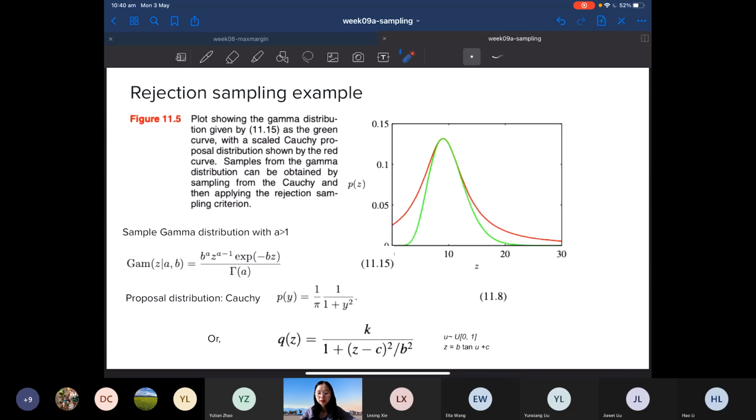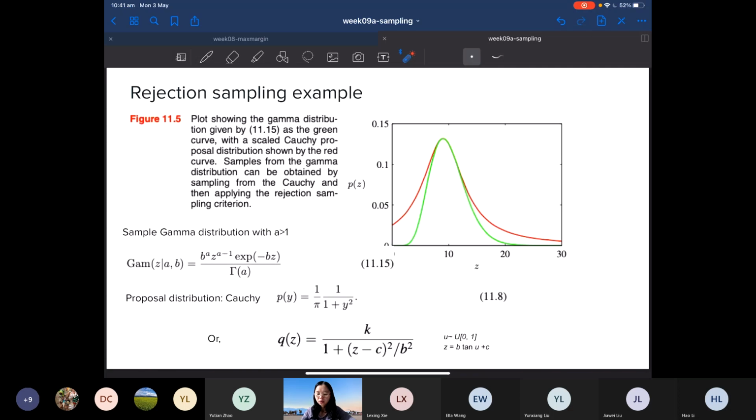So suppose we have a gamma distribution given in green, which looks like it has a bump. It has quite a non-trivial analytical form. You worked with this in your assignment 1, so hopefully you appreciate that. So we propose the proposal distribution Q of Z as a Cauchy distribution, which is proportional to 1 over 1 plus z squared.